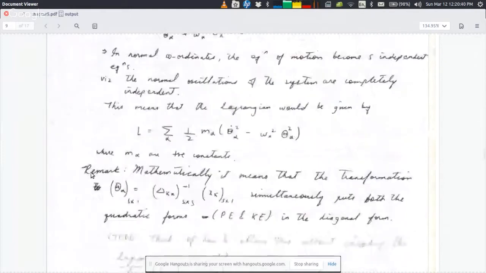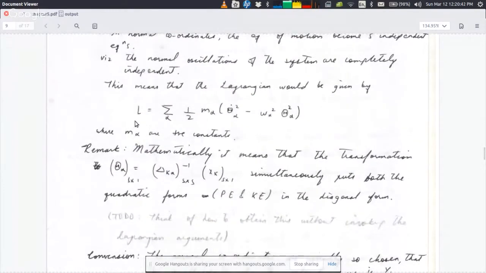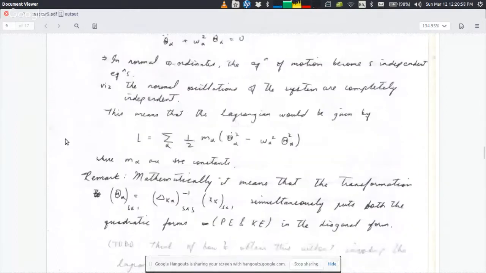And they're independent, and that's nice, which basically means I can write the full Lagrangian. So for the full system, I can write my Lagrangian as summation over alpha and then the old expression. Okay. And M alpha is some proportionality constant. So mathematically, then, we've basically solved the problem in a very elegant way. We found a coordinate transformation.